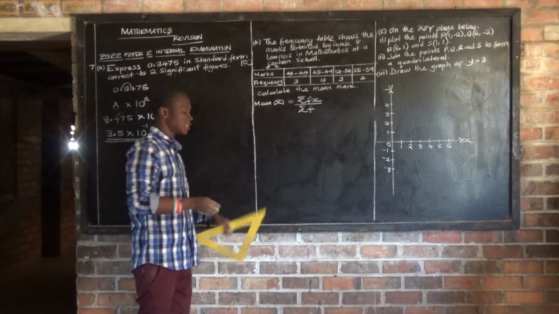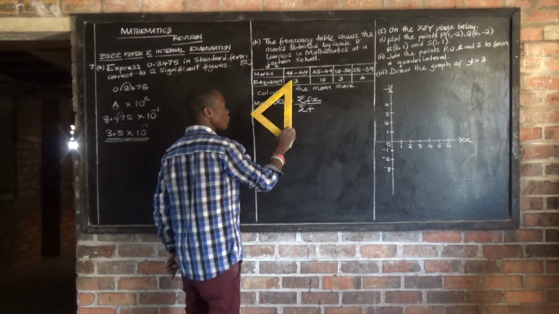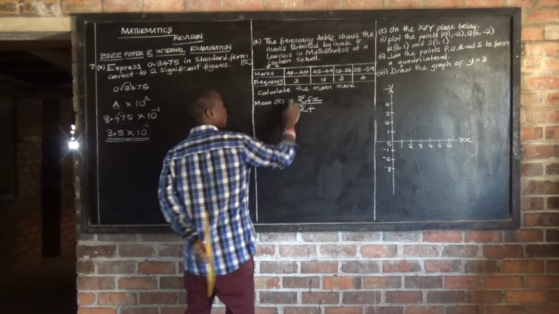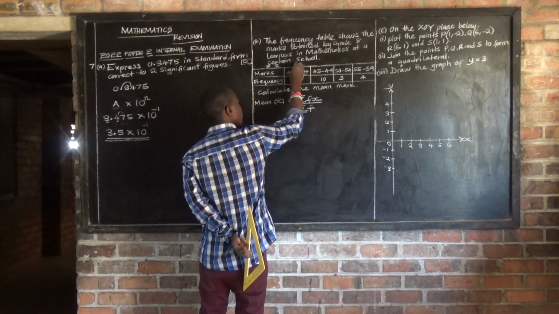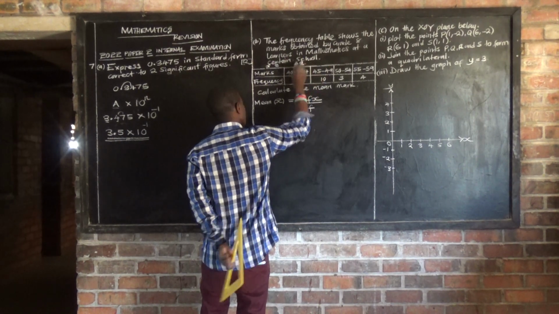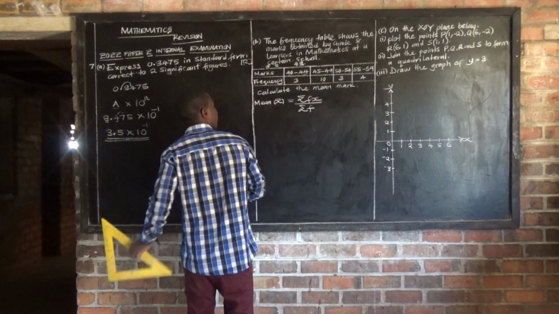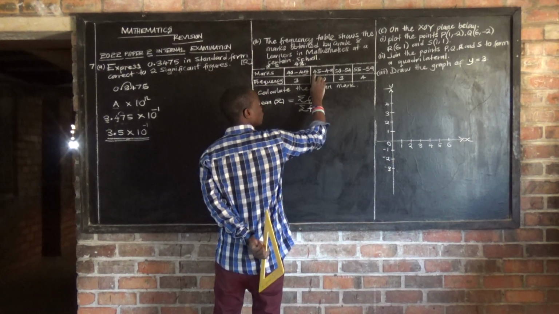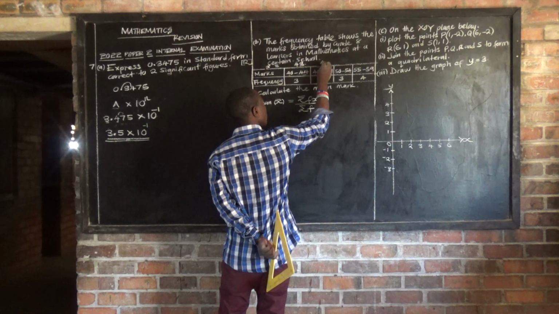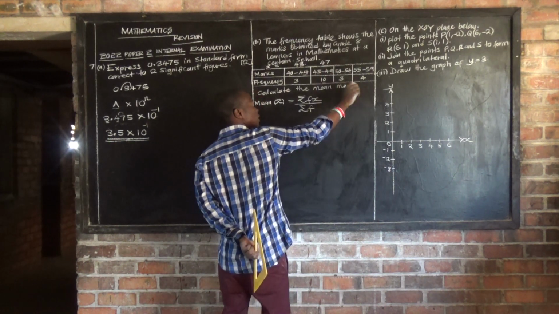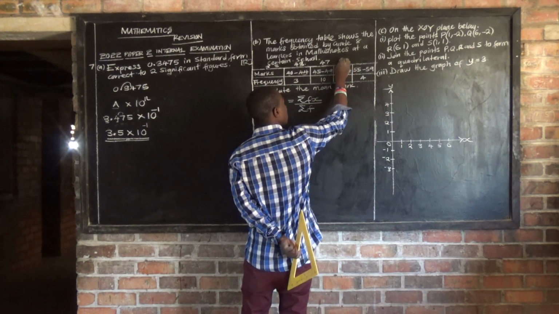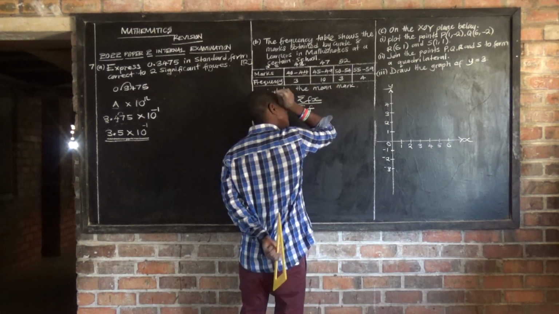So what is the midpoint of a range 40 to 44? It's what? The number which is in between is what? 42. Yeah. It's 42. Then the number in between 45 to 49 is what? It's 47. 47, okay? Then the number which is in between 50 and 54 is what? 52. The number in between what?